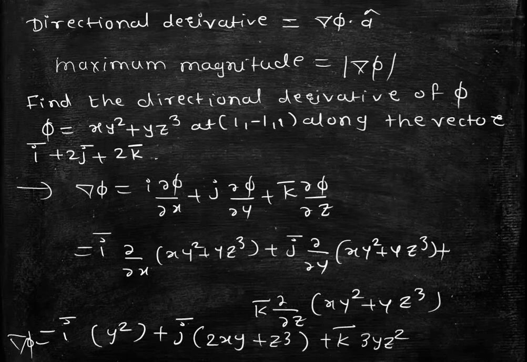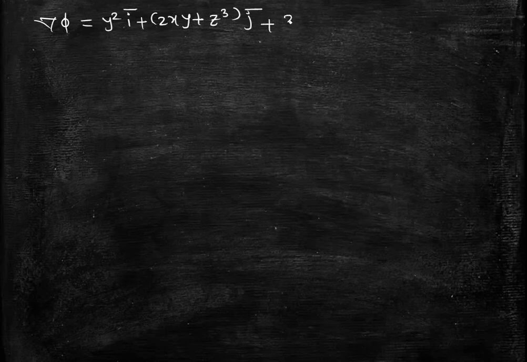Now we have to calculate that del phi at the point 1, minus 1, 1, so we have to calculate that term. So I just write here our del phi. So del phi is y square i bar plus 2xy plus z cube j bar plus 3yz square k bar.